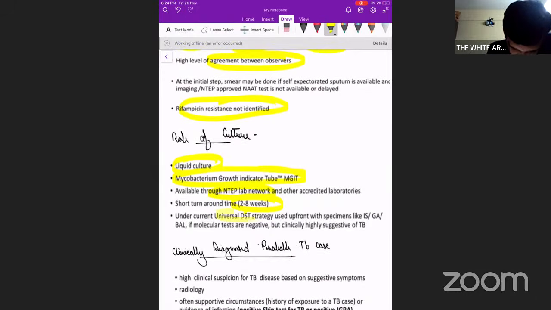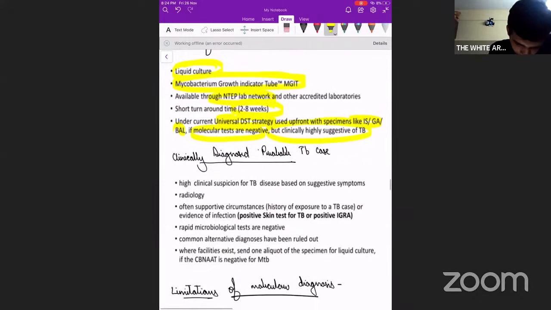Under the current universal drug sensitivity strategy, it is used with specimens like induced sputum, gastric aspirate, or bronchoalveolar lavage if molecular tests are negative but clinically highly suggestive of tuberculosis. Okay, so that is the role of culture.